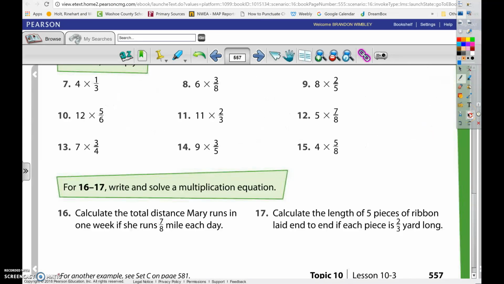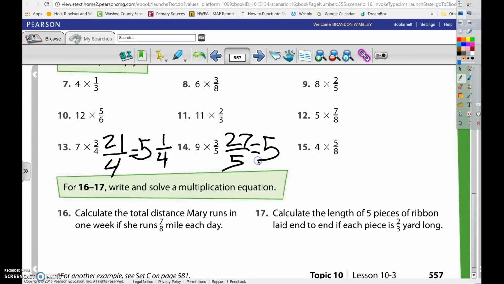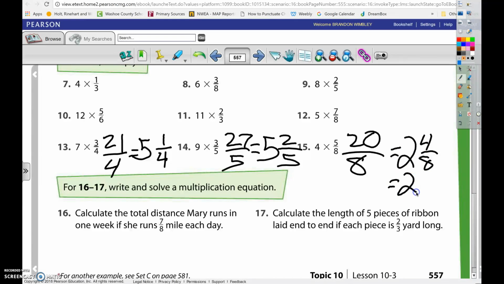All right, moving on to number 13. 7 times 3 is 21. And my denominator is 4. 4 can go into 21 5 times. And I see there'd be 1 piece left over. 9 times 3 is 27 over 5. And I can see 5 goes into 27 5 times with 2 left over. 4 times 5 is 20 over 8. 8 goes into 20 2 times with 4 left over. And I can rename that as a half, because I see 4 is half of 8.